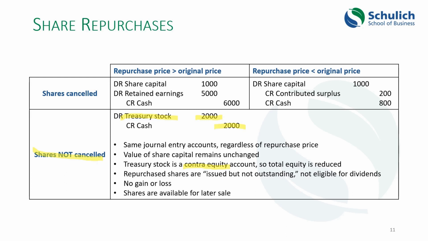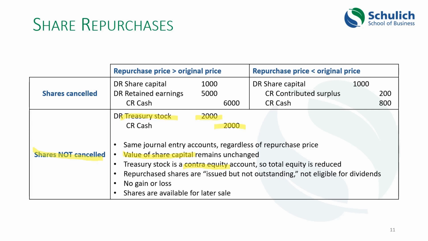And because it's a contra account, if it's not significant, you might just have that netted off against the share capital account for disclosure purposes. But that treasury stock is a reduction to the equity, and the entry is not made directly to the share capital account. So the value of the share capital account doesn't change. You've simply now got to net that value off against the treasury stock account.